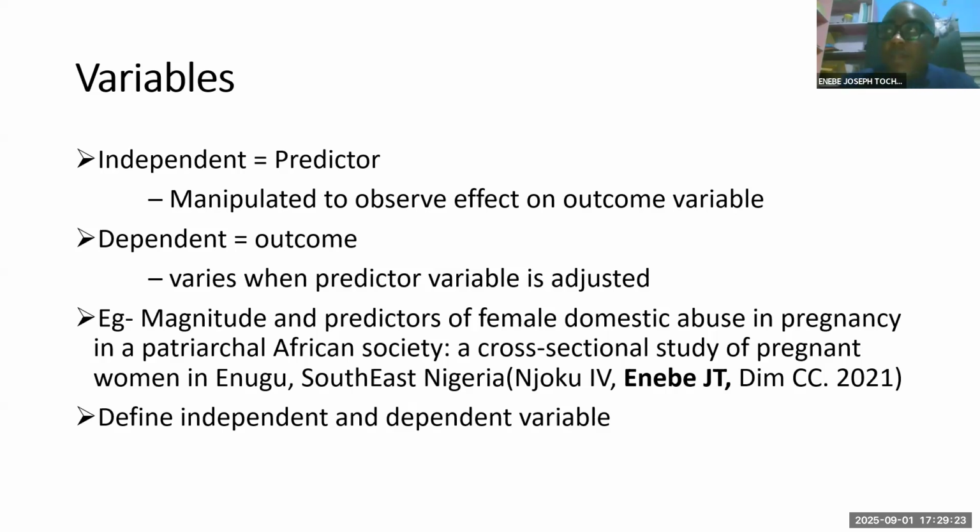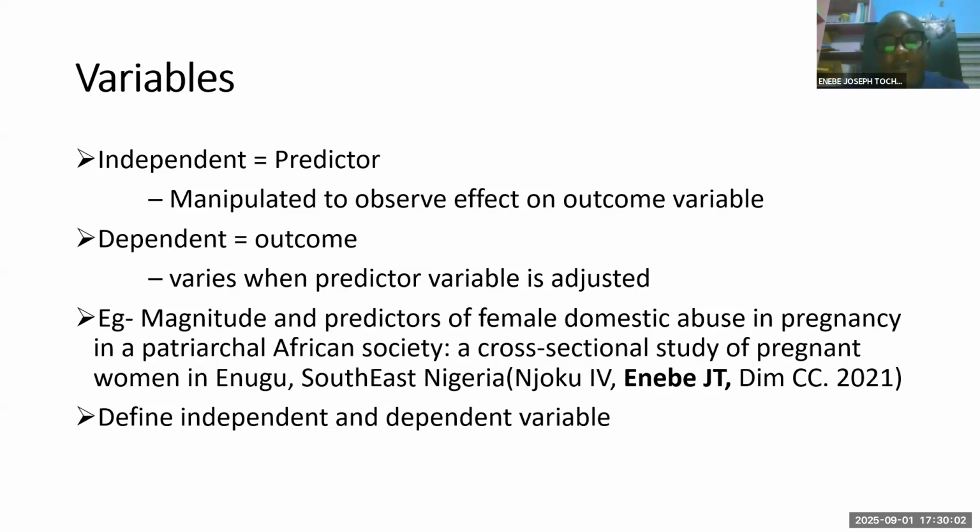So when you start your research, you'll be hearing independent. The dependent is what? The outcome variable, what you are looking out for. It depends on the predictor. Okay? Now, it varies when the predictor variable is adjusted. So look at a research work that I participated in: Magnitude and predictors of female domestic abuse in pregnancy in a patriarchal African society, a cross-sectional study of pregnant women in Enebe, Southeast Nigeria. So you find out that they will have dependent and independent variables.